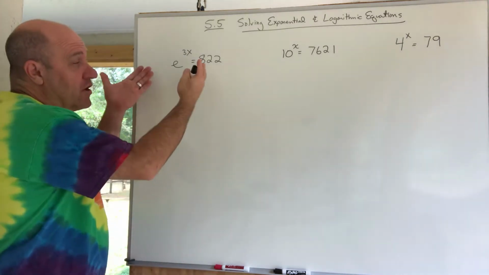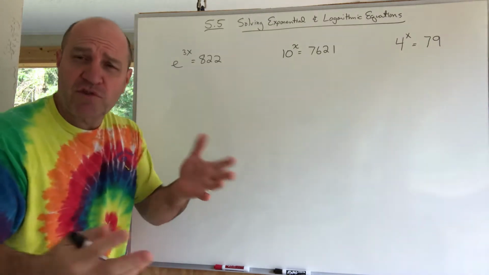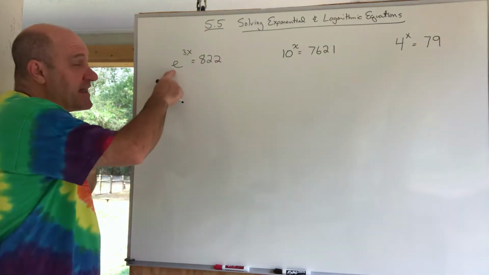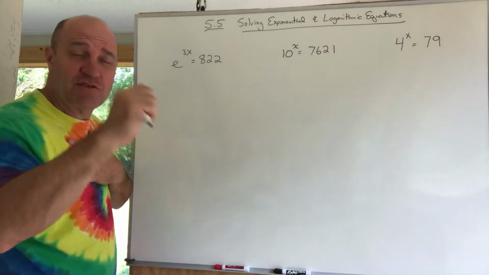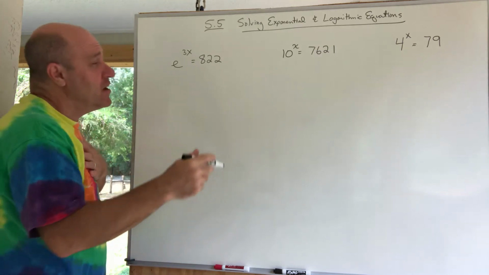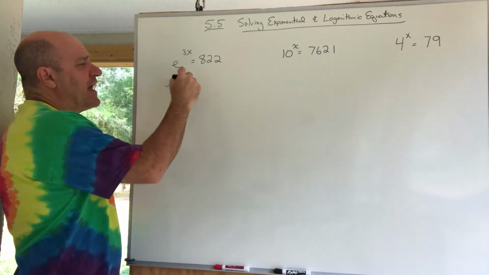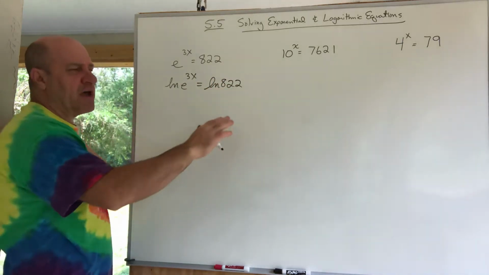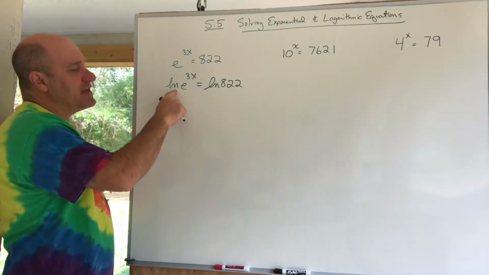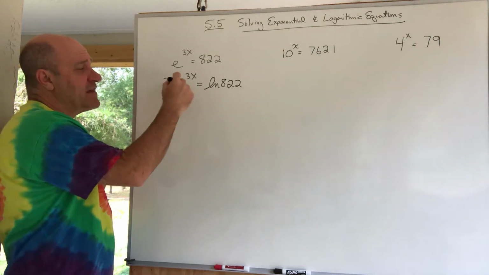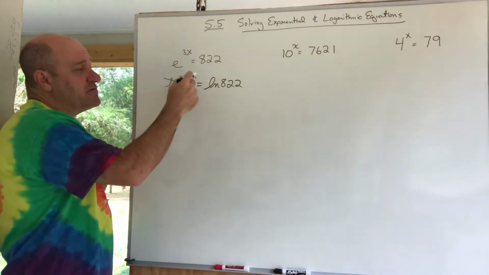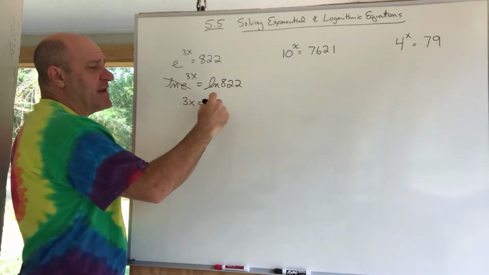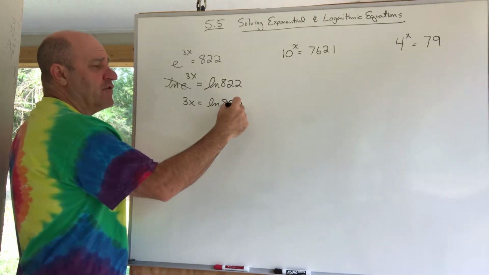A logarithm will undo this, but I want to do a logarithm with the correct base. So I want to do a logarithm that's base e, and that's well known. That's the natural logarithm. So I take the natural log of both sides of this equation. I don't pick up my calculator yet. What happens is the natural log cancels out the e. They're inverses of each other, and it leaves me this 3x, and it's down on this line now. So they cancel each other out, and now I have the natural log of 822.